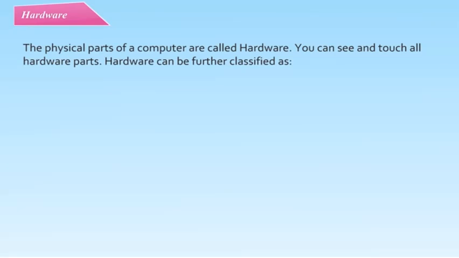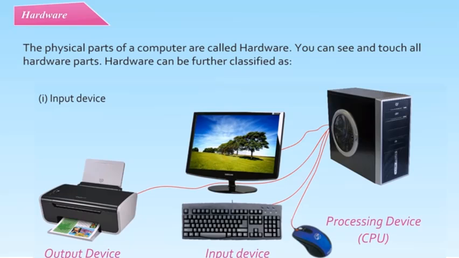These are the hardware and the software. What is the hardware? The physical parts of the computer are called hardware. You can see these parts, you can touch these parts. Hardware can be further classified as the physical part of the computer, that is, the input device, output device, processing unit. This is all there on your screen.